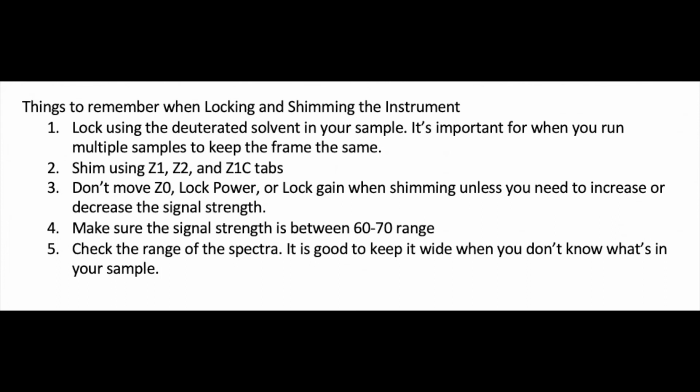Second is you're going to shim using the Z1, Z2, and Z1C tabs. Third is don't move the Z0 lock power and lock gain when you're shimming unless you need to increase or decrease the signal strength. Fourth, you're going to make sure that your signal strength when you're shimming is between the 60 and 70 range. You don't want it any higher in case the instrument surges. You don't want to break anything, and you don't want it any lower so you can still get a good read on your sample. The last thing is you're going to check the range of the spectra before you run it. It's good to keep it wide when you don't know what's in your sample, and then you could always edit the spectra after.